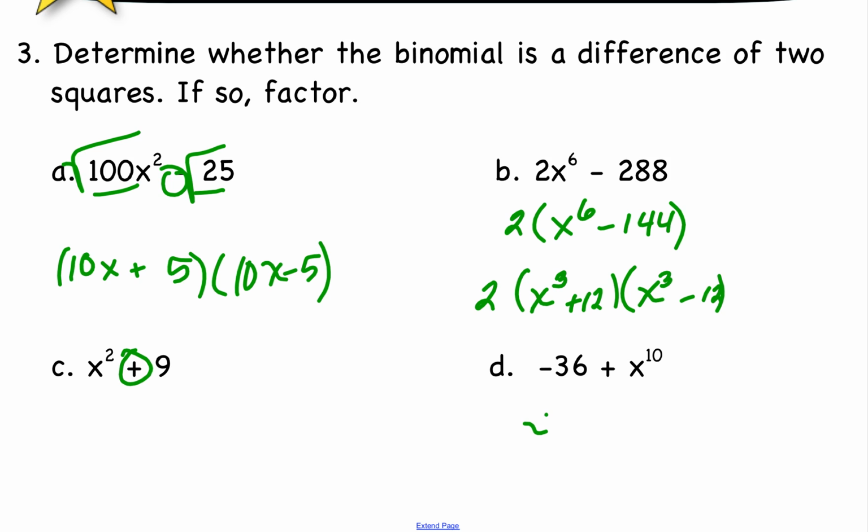Letter D, we can rewrite that as x to the 10th minus 36. And now we have a perfect square. This is x to the 5th plus 6, and x to the 5th minus 6. That is pretty sloppy. That is a 5 right there.